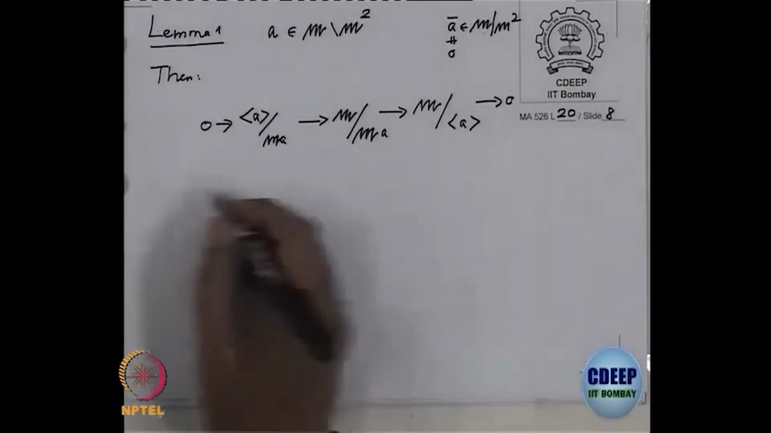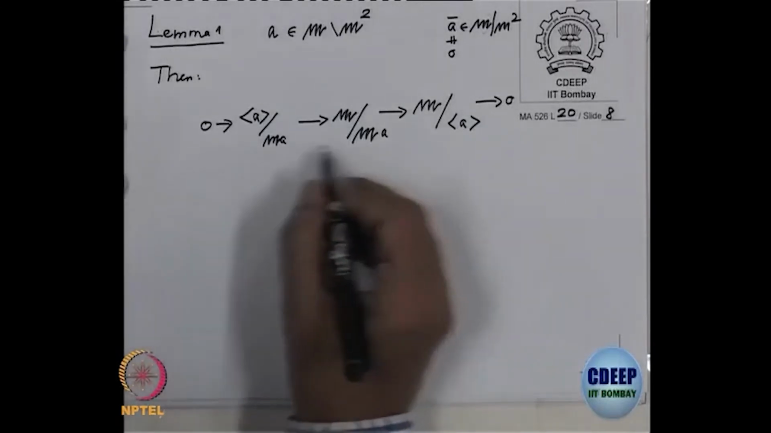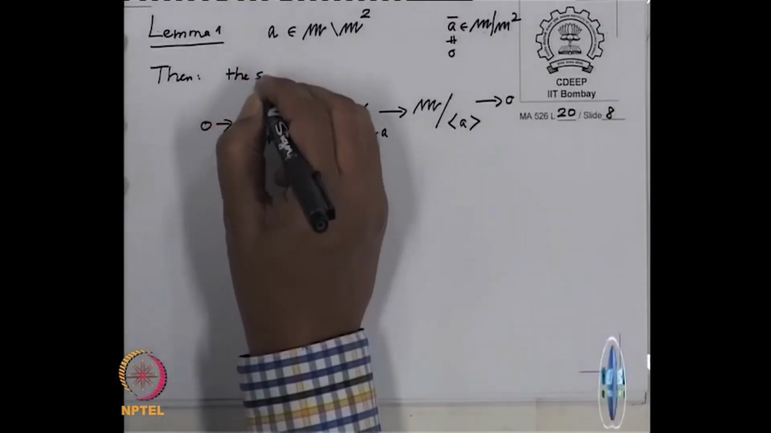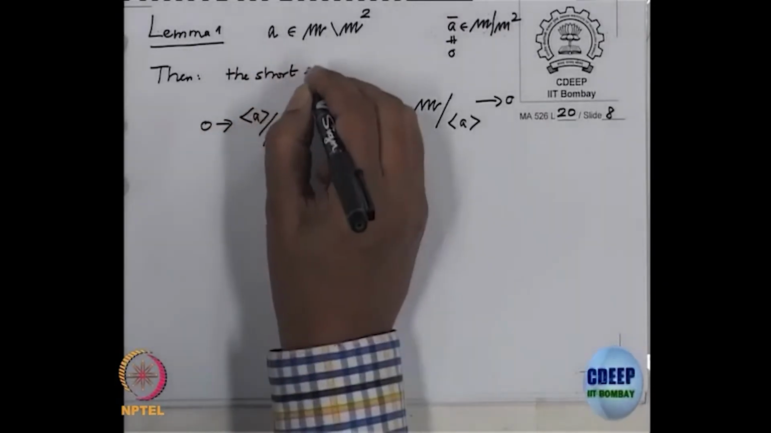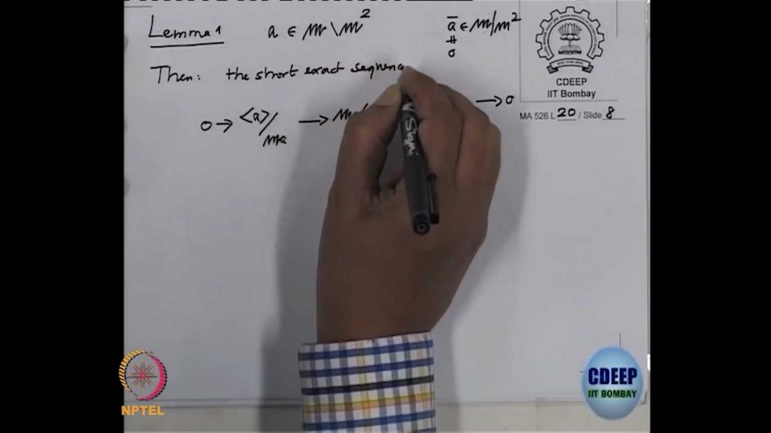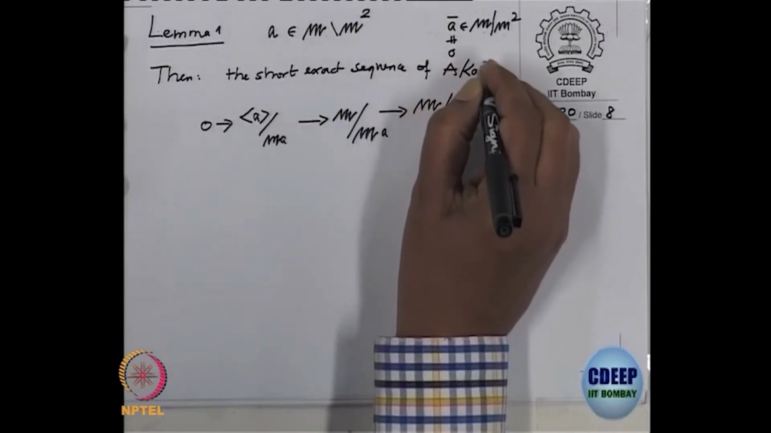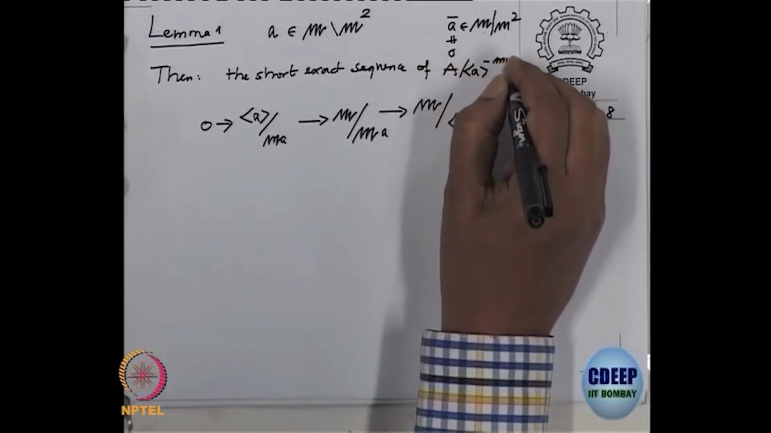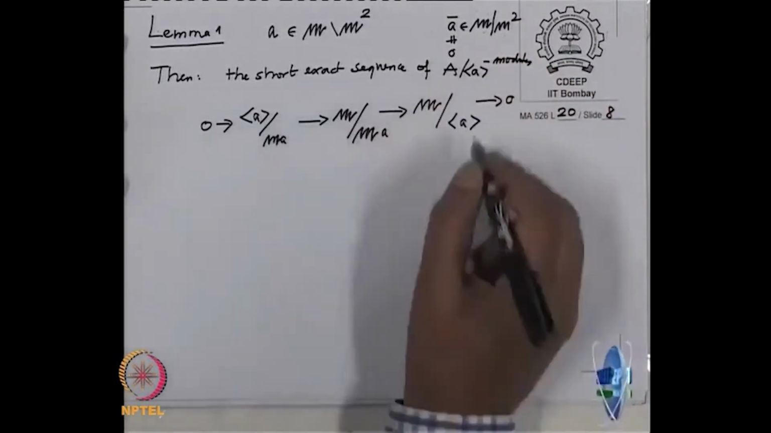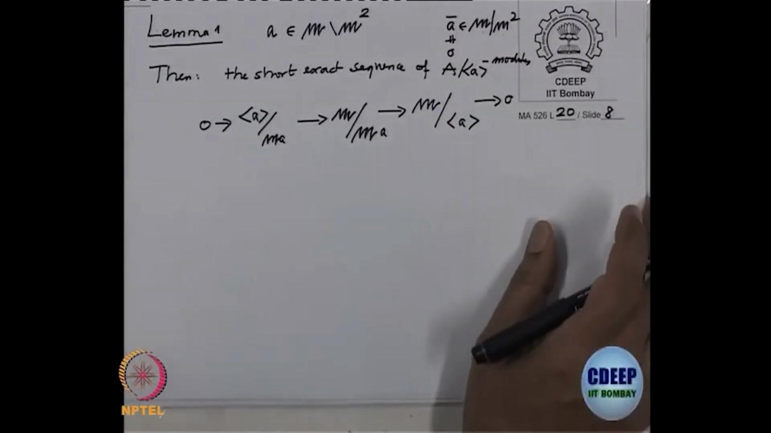This is exact, but I want to say more. This is a short exact sequence of A modulo ideals, A modules. All these are A by A modules, because all of them are annihilated by A.